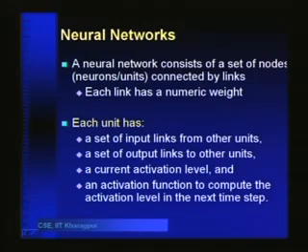A neural network consists of a set of nodes which are neurons connected by links. Each of these nodes has very simple processing capability, and there are lots of them, connected by links. Each link has a numeric weight associated with it. Each unit has a set of input links from other units, a set of output links which go into other units, a current activation level which I will define shortly, and an activation function to compute the activation level in the next time step.